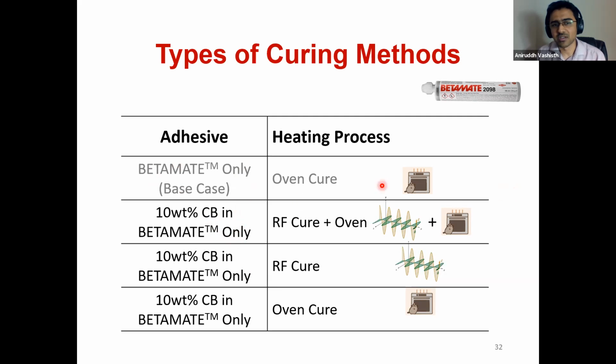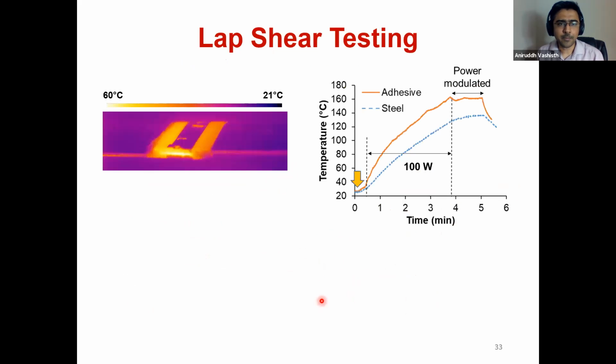So the first case was where we just used Betamate, which did not have any nanofiller. We oven cured it. And then we tried out 3 different cases of 10 weight% of carbon black. The first case was 5 minutes of RF cure, followed by 25 minutes of oven cure. Then the other 2 cases were 30 minutes of RF cure and 30 minutes of oven cure.